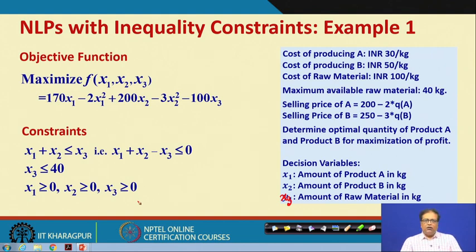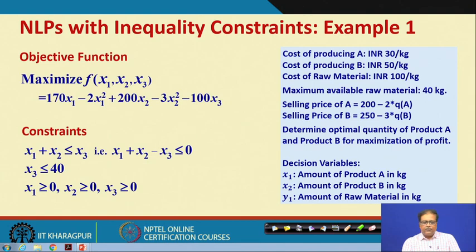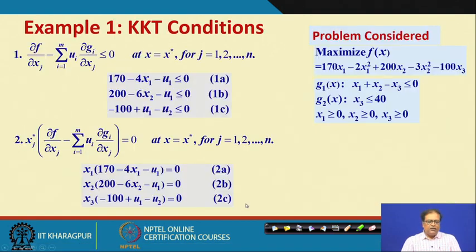Now, in order to solve this, we should know that at the optimal point, that is x equal to x star, the variables should satisfy the KKT conditions. That is a necessary condition for optimality. So, let us see how to obtain the KKT conditions for this particular problem.